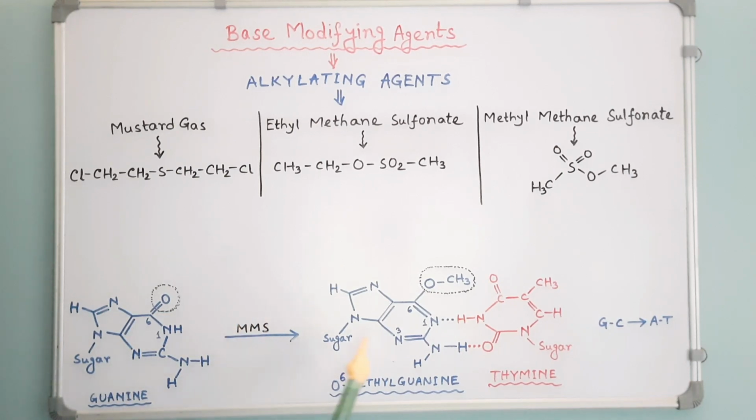Here I have shown how MMS or methyl methane sulfonate causes mutation. MMS adds an alkyl group, CH3, to the oxygen that is on the 6th position of guanine. As a result, O6 methyl guanine is produced. Now, this methylated guanine pairs with thymine rather than cytosine. So, GC to AT transition occurs.